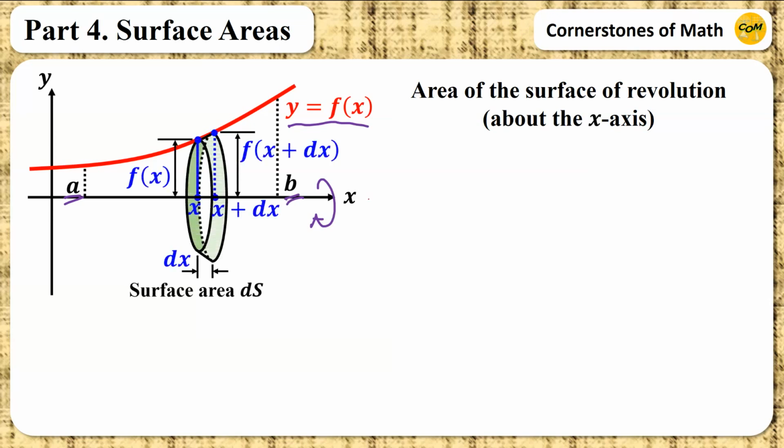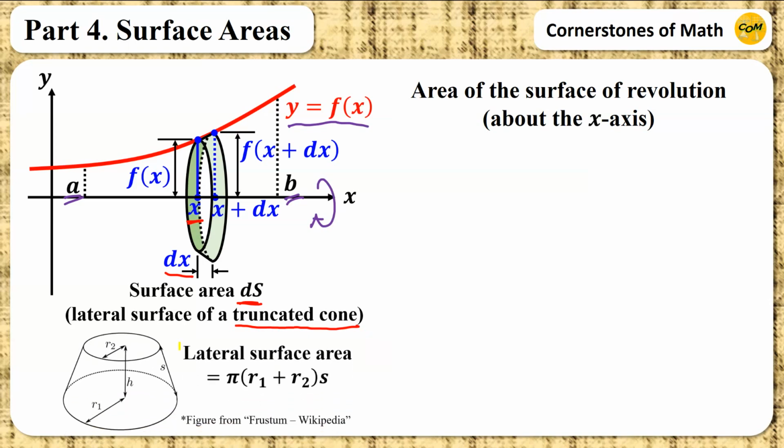Well, just like the volume calculation, first we need to find the infinitesimal surface area dS for infinitesimal height dx at arbitrary position x. And this time it's not a cylinder, but rather a lateral surface of a truncated cone. So we need to find this lateral surface area, and here's the thing. The lateral surface area of a truncated cone with bottom and top radii of r1 and r2 respectively, and the slant height s is given as pi times (r1 plus r2) times s.